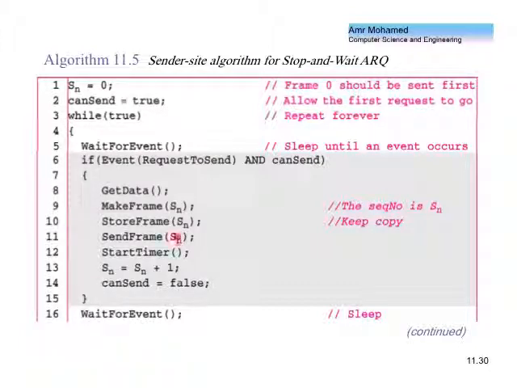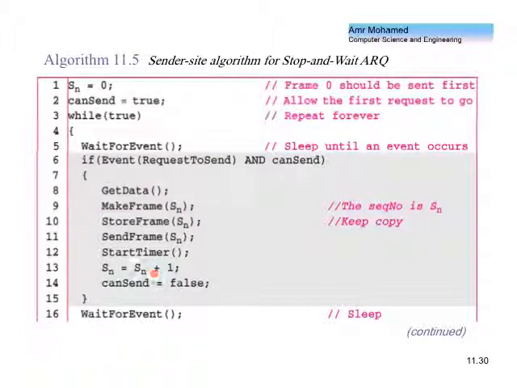So send frame SN, which means that SN is initially 0, so I will send frame 0, which I have stored at this step. Okay, and then when I send frame 0, I then start the timer. It's like a timer count that counts until the timeout happens. So hopefully I receive an acknowledgement before I time out.